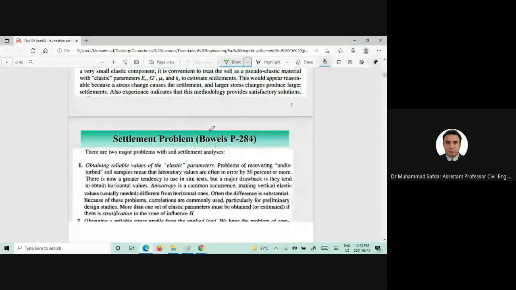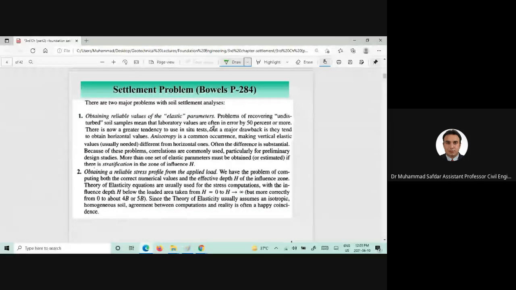Now, what are the problems which we face in settlement analysis? There are two major problems when we do settlement analysis. The first one is obtaining the reliable elastic parameters. And what are those elastic parameters? The modulus of elasticity, which is used to estimate the immediate settlement.